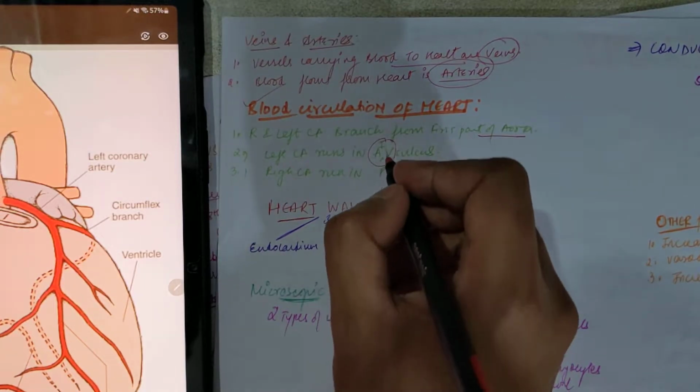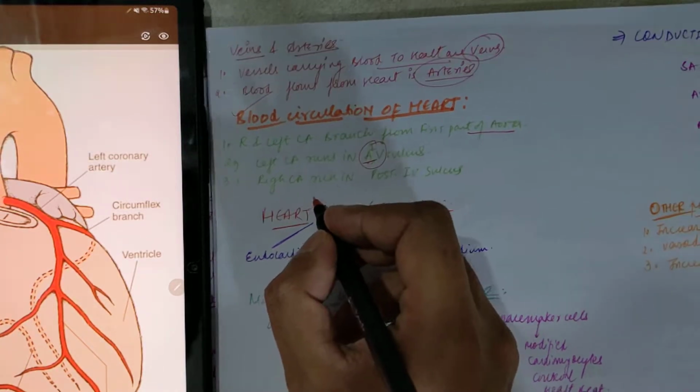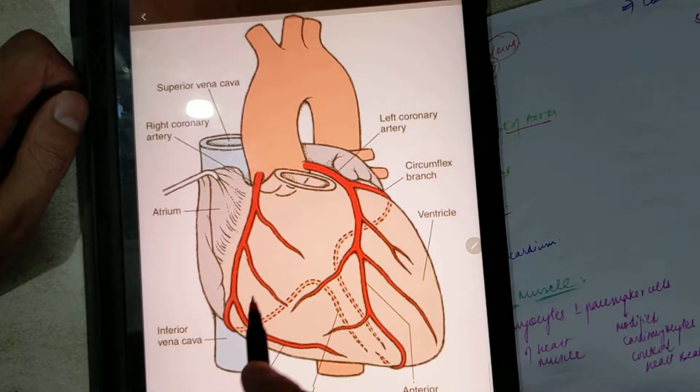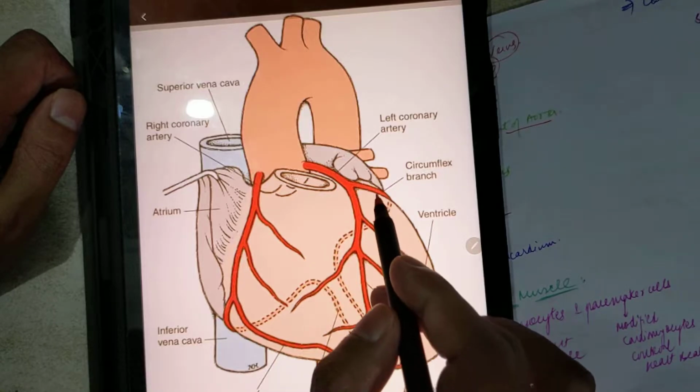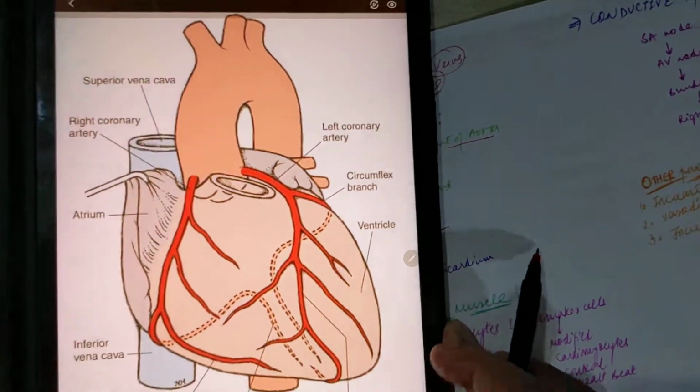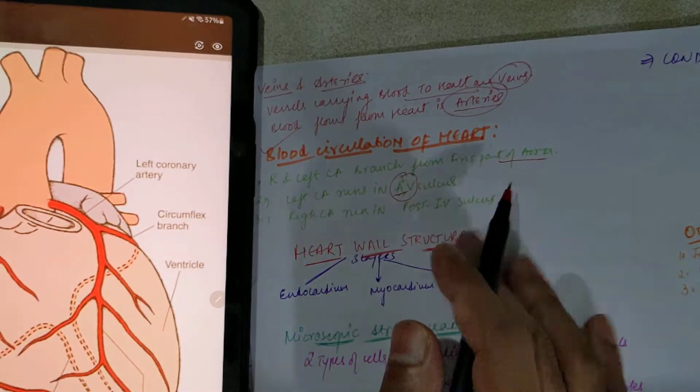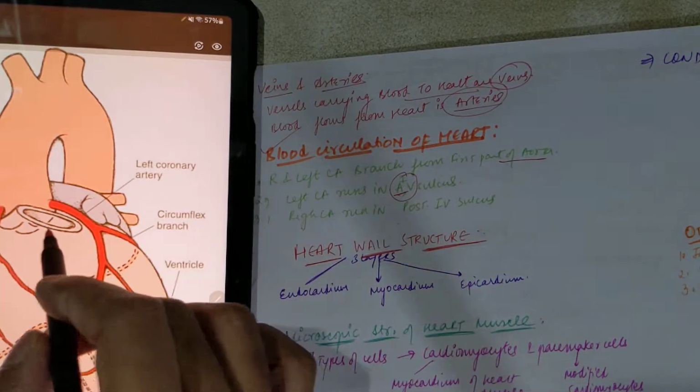The left runs in the atrioventricular sulcus and anterior interventricular sulcus, and the right runs in the posterior interventricular sulcus. You can see here, these are the sulci. The right one is going on the posterior side, you can see it going behind.